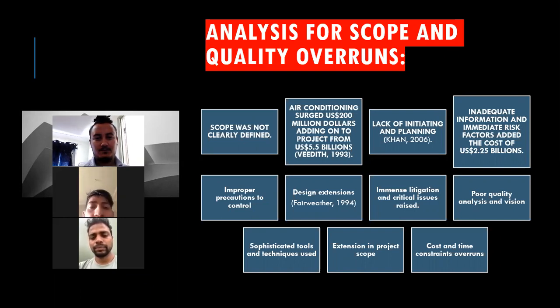The quality overrun, and due to the sophisticated, advanced tools and techniques used, where less sophisticated ones could also have been used, and a poor quality analysis and vision. Due to the poor quality analysis and vision of the board member, the scope overruns. Next slide.